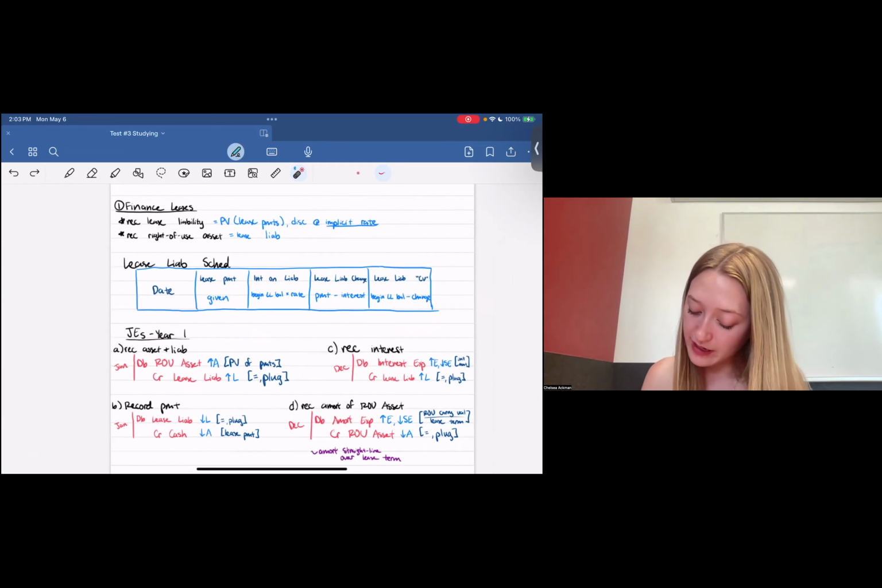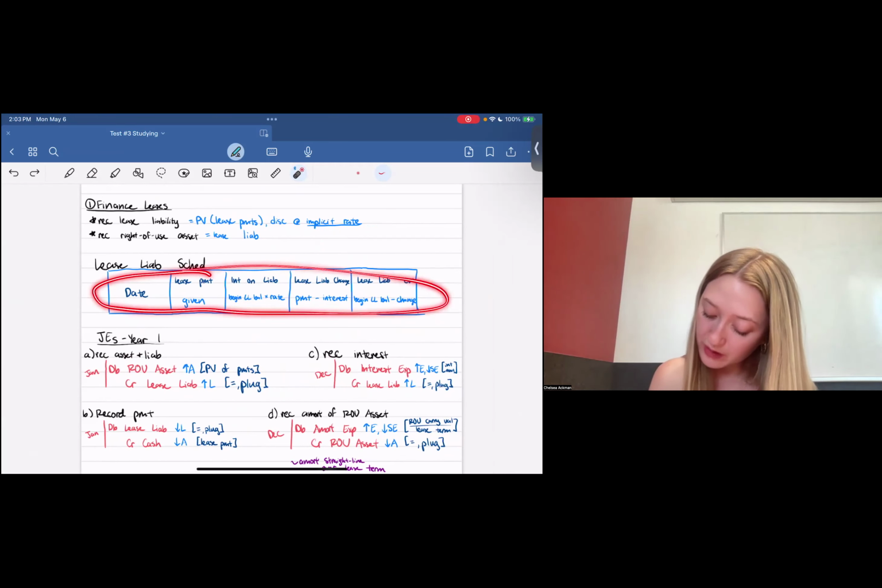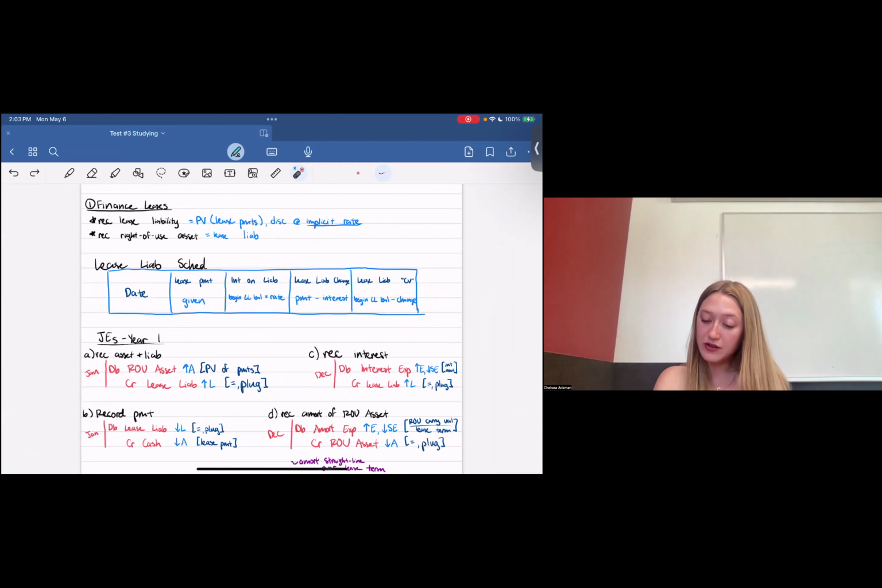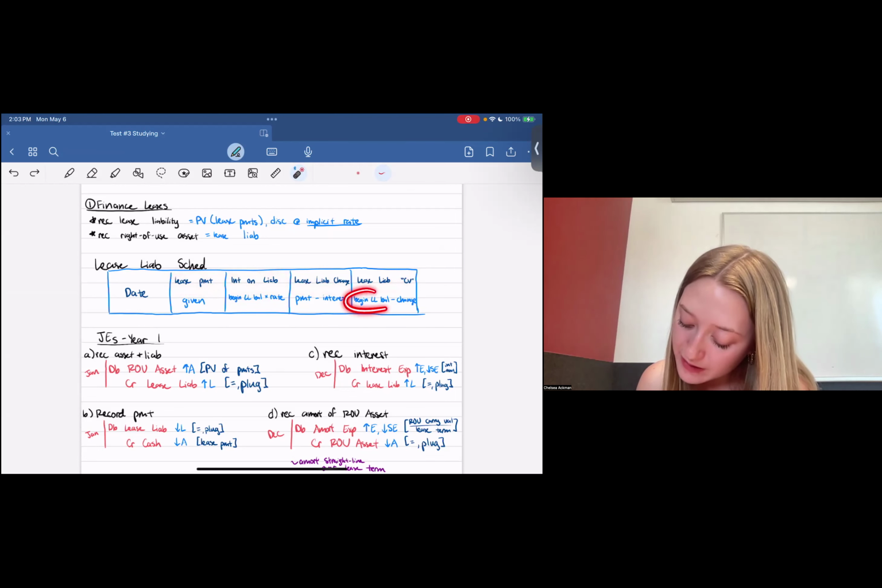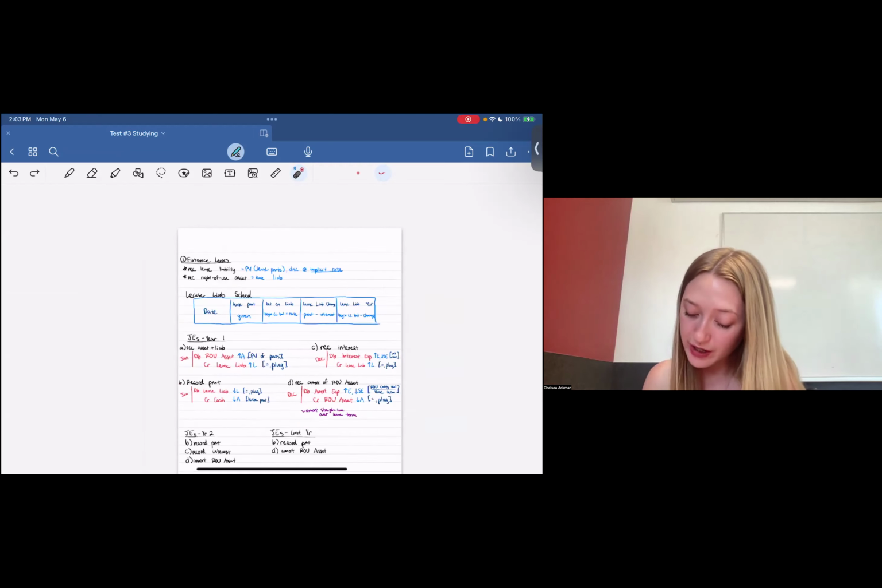Looking at our lease liability schedule a little bit more, our lease payment is given. The interest is the beginning lease liability balance times the rate. The lease liability change is the payment minus the interest. And the lease liability carry value is the beginning lease liability balance minus the change.